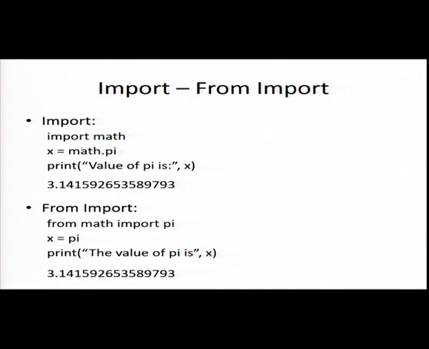So, when you print value of pi is x, what happens? From this particular mathematical module, this particular built-in constant pi will be called. It will hold the value of 3.1415 and so on. When it has been printed with the variable x, you will get the result as 3.14159265 and so on and so forth. This is an example for a direct import. Now, let us use the second way of importing: from math import pi.